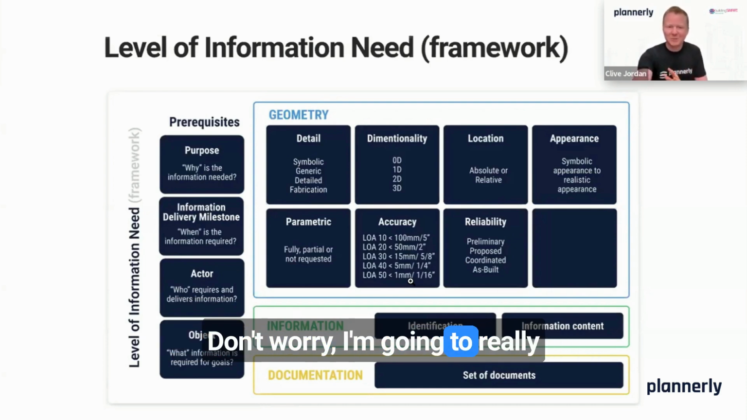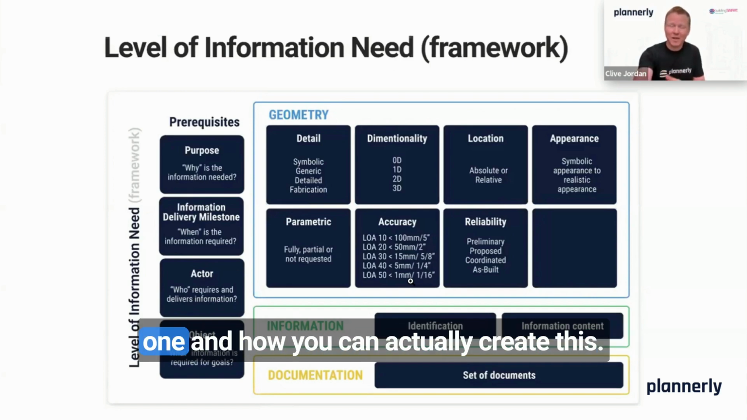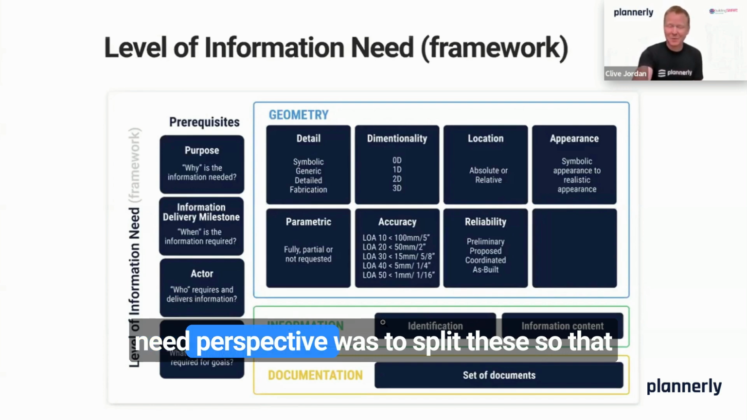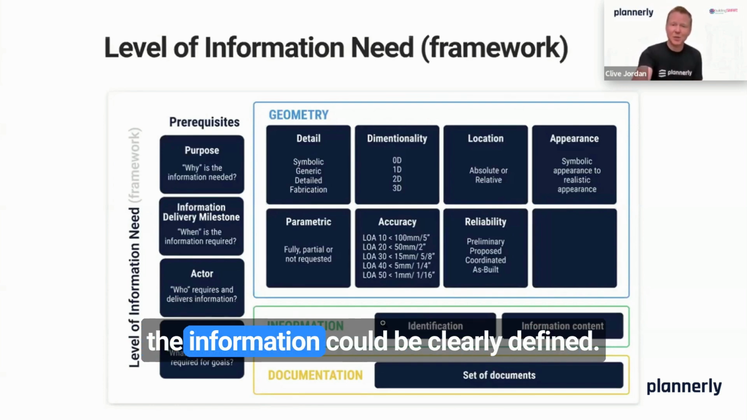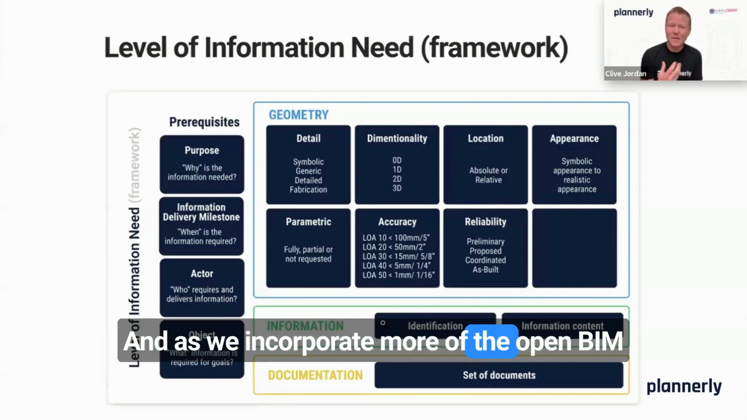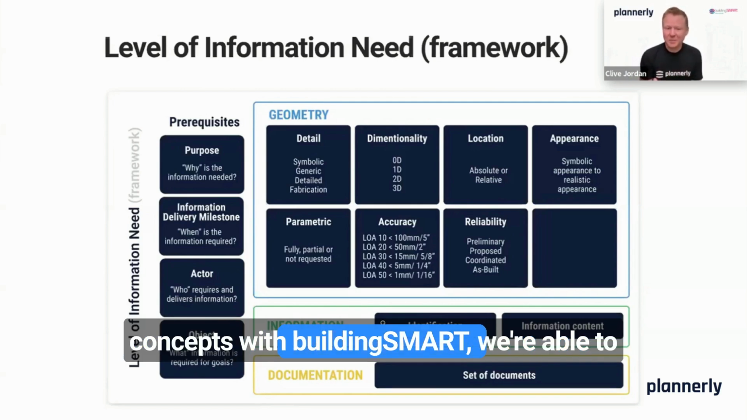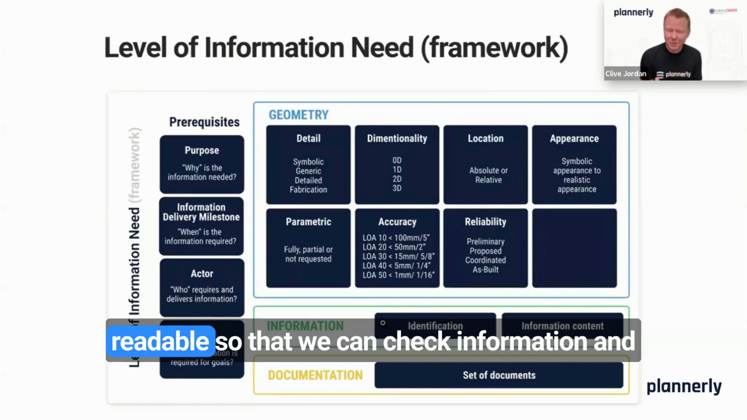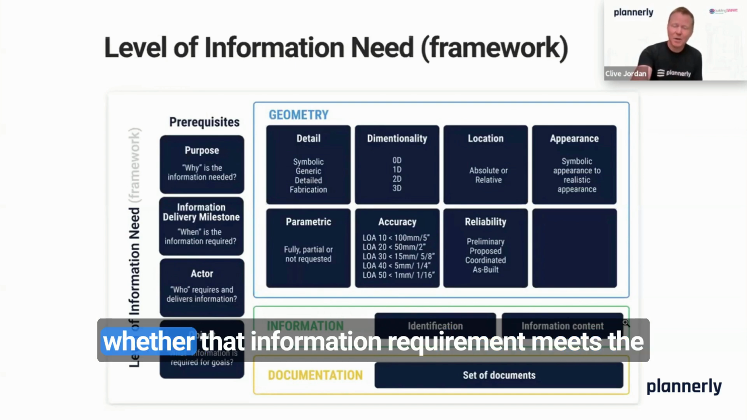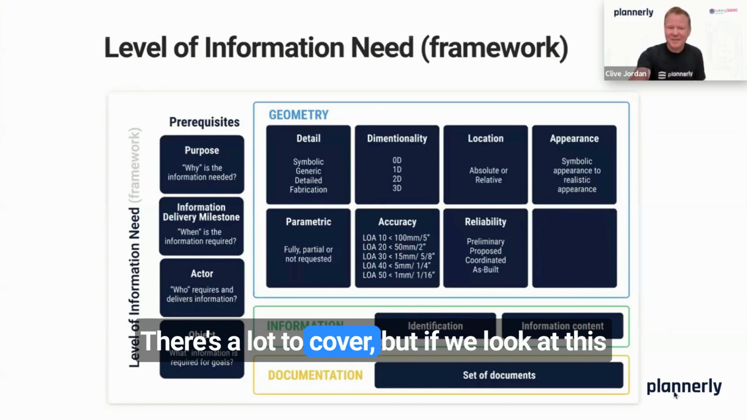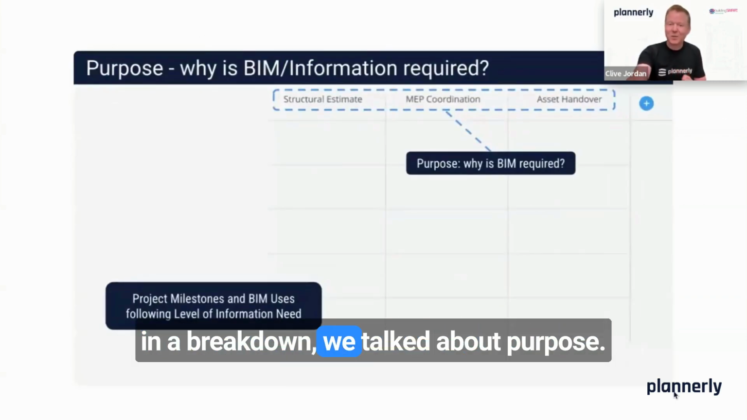Don't worry, I'm going to really simplify this and we'll go through them one by one and how you can actually create this. But the key concept in the level of information need perspective was to split these so that the information could be clearly defined. And as we incorporate more of the open BIM concepts with buildingSMART, we're able to define these in a way that can also be machine readable so that we can check information and whether that information requirement meets the original intent. There's a lot to cover, but if we look at this in a breakdown, we talked about purpose.